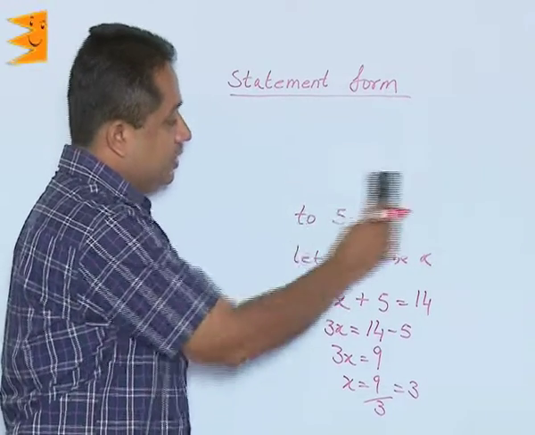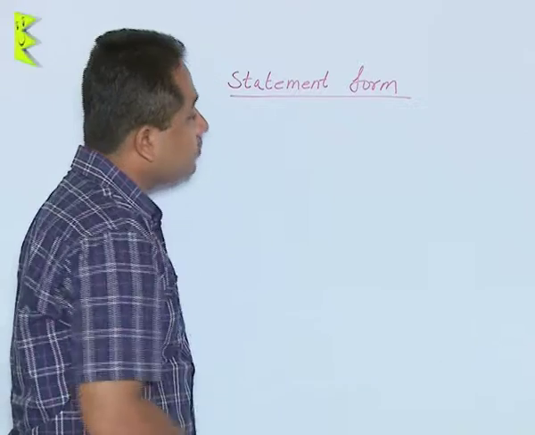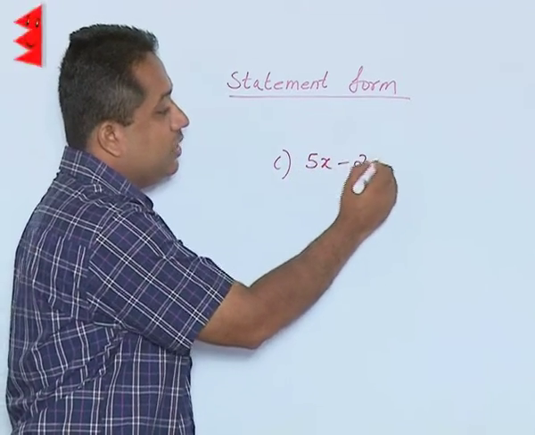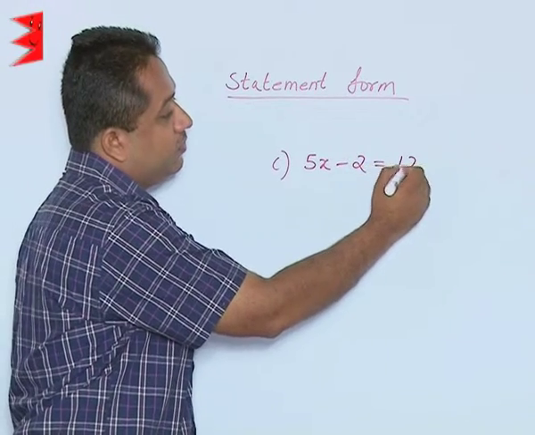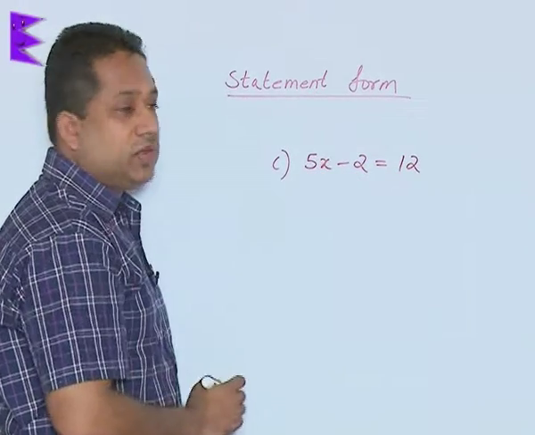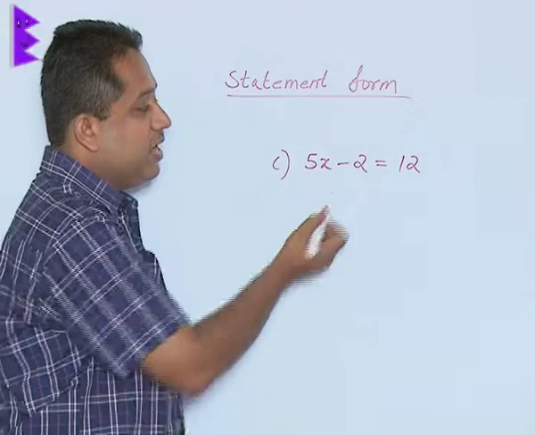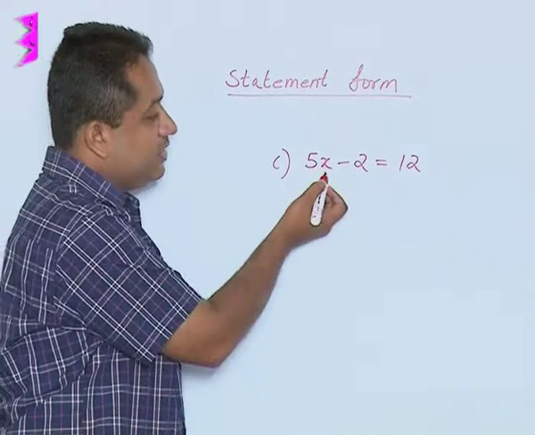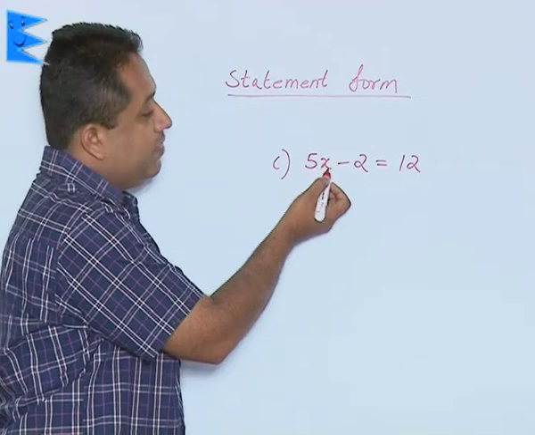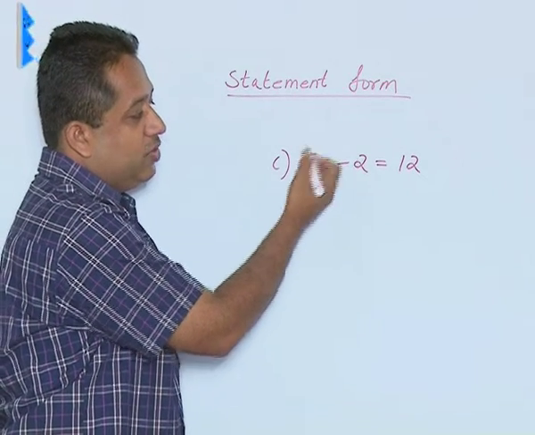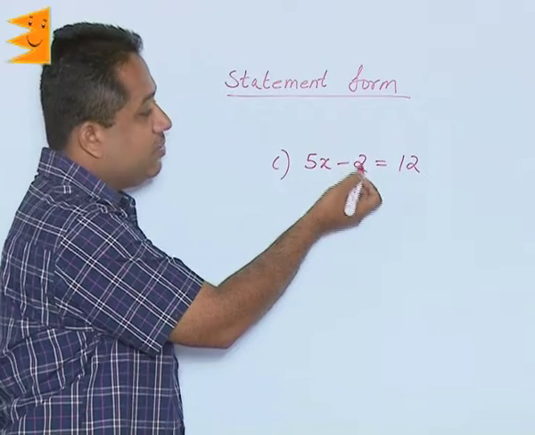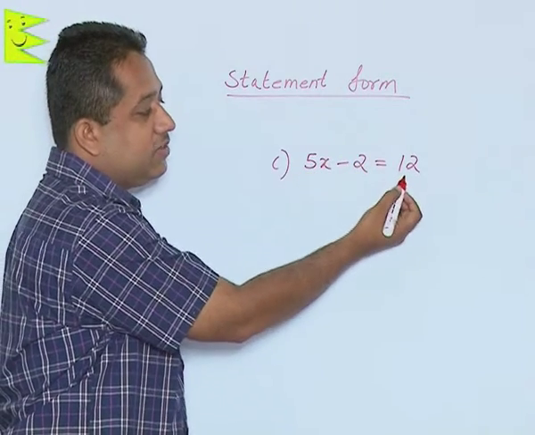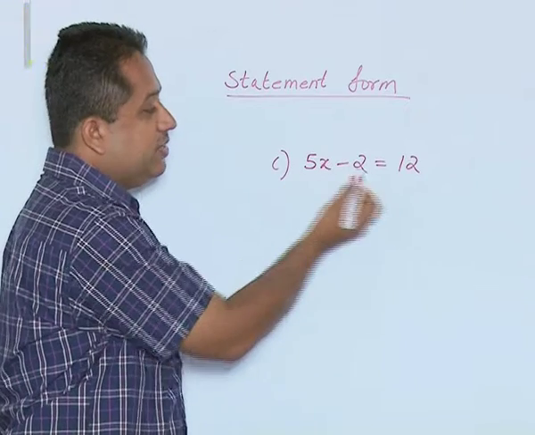Let us say the equation given to us is 5x minus 2 is 12. Now, this is an equation and we have to write it in statement form. So, we can say this is x, so this is the number, 5x means 5 times the number, you are subtracting 2. So, 2 is subtracted from 5 times a number and what is the result? The result is 12.